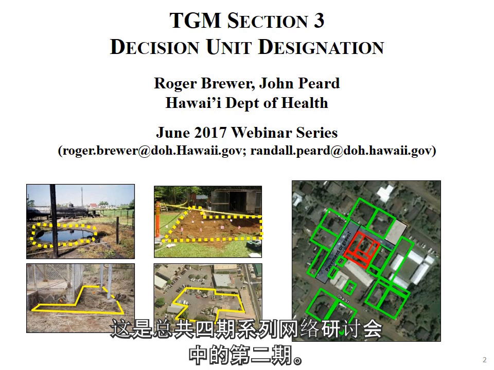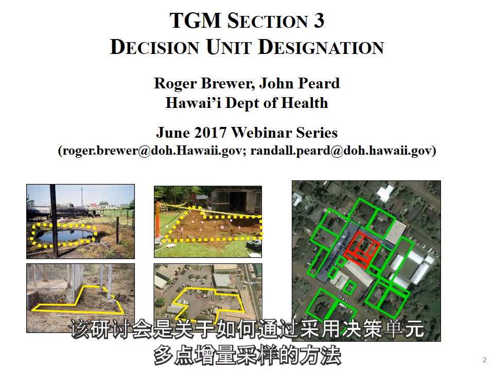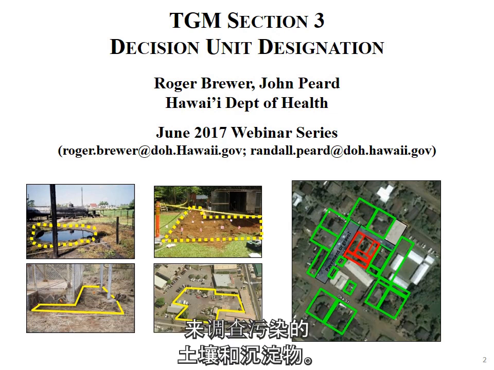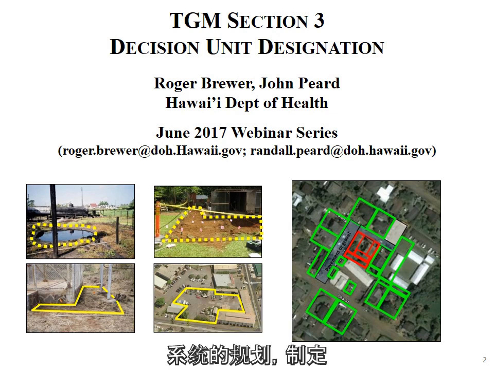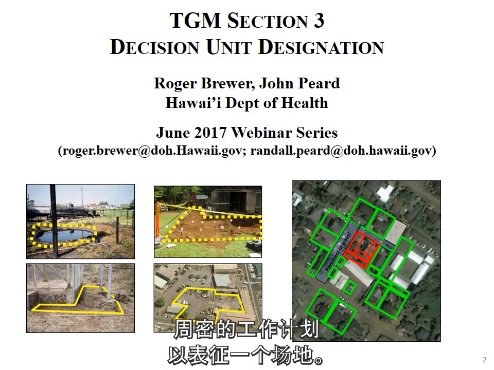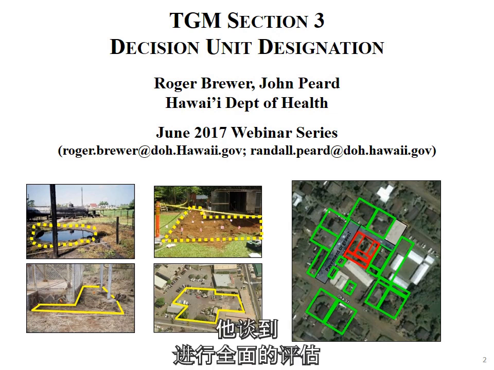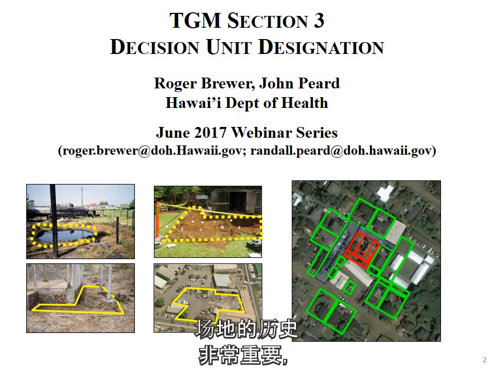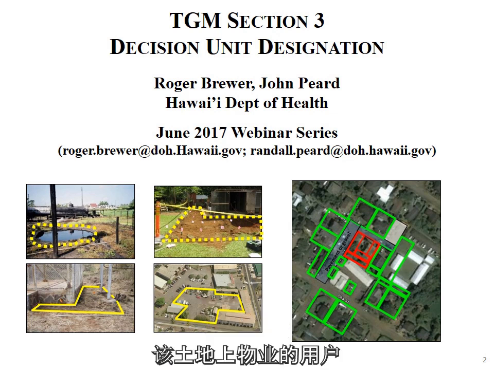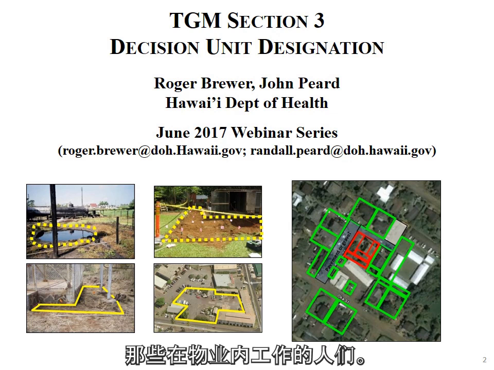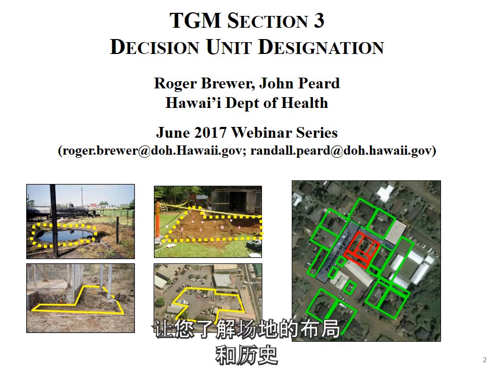This is the second of a four-part webinar series on the use of decision unit and multi-increment sampling methods to investigate contaminated soil and sediment. In the first presentation, John discussed the use of systematic planning to develop very well thought out work plans for characterizing a site. He discussed the importance of carrying out a very thorough phase 1 review of the history of the site, including visiting the site and even interviewing people who used to work at the property, who currently work at the property. You use this information to develop a well thought out conceptual site model so you understand the layout of the site and the history.